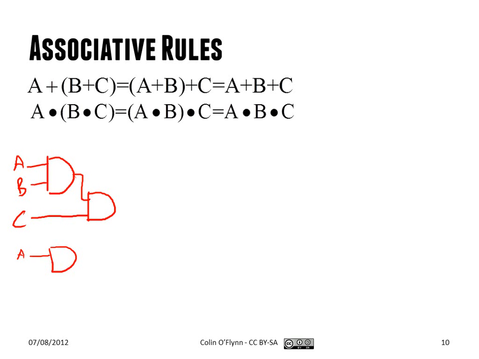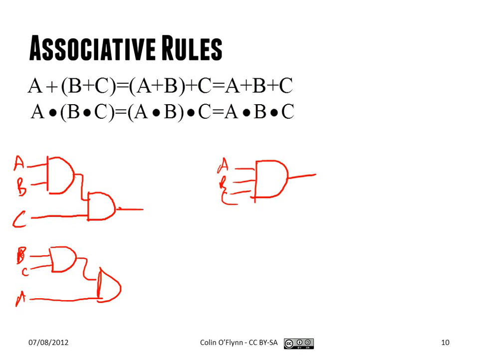A and B, oops. Or if you do B and C first, and then OR with A. Or what we might draw is a 3-input AND gate. And those are all equivalent. It doesn't matter what order it happens in.